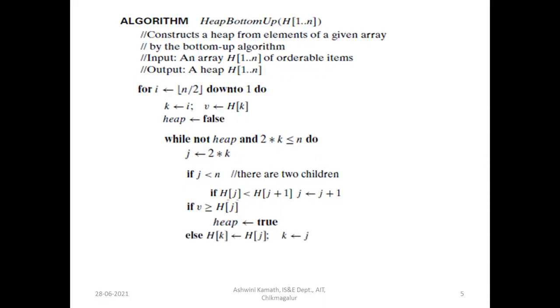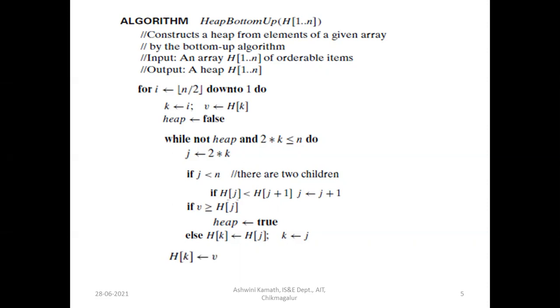Otherwise, change it. H of k is equal to h of j. Now k is equal to j. K will be pointing to the new node. And then come out of the while loop.